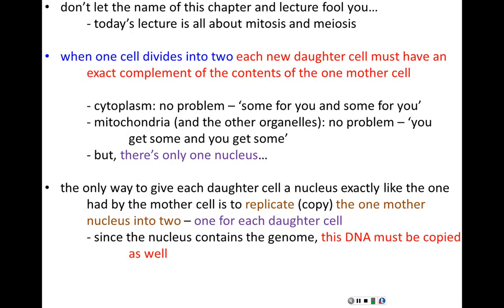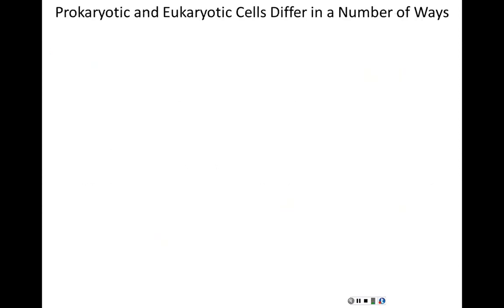Now, the nucleus is the home of the genome. The DNA exists in the cell's nucleus. So if we're copying the nucleus, what we really mean we're copying is the DNA that it contains. That is the real crux of mitosis. So why is mitosis needed in a eukaryotic cell and not a prokaryotic cell?